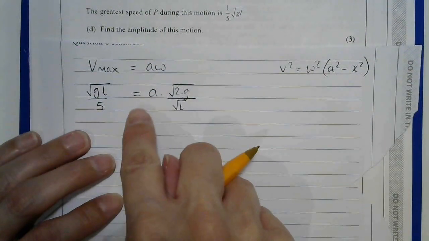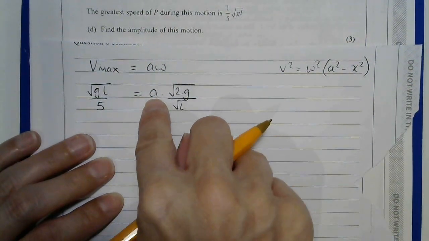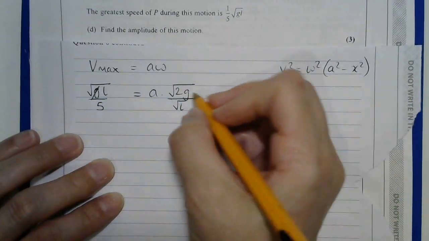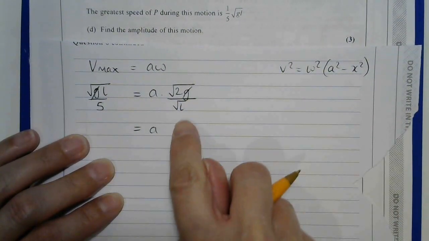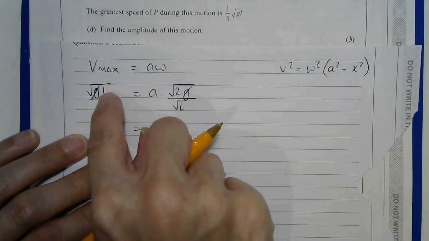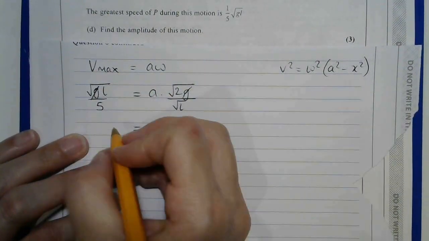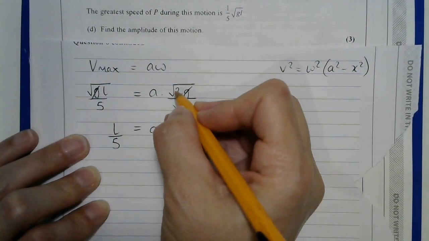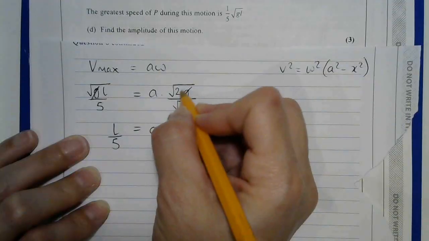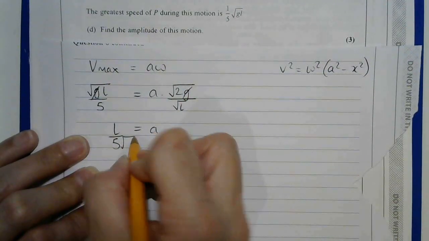And now I just need to rearrange this to give me A. Now I've got a root G on both sides, so those will cancel out. And then to get A, I'll multiply both sides by root L. So here I'll end up with root L times root L will make L. The 5 will stay on the bottom. And then this root 2, I need to divide by it, and it will end up down here.